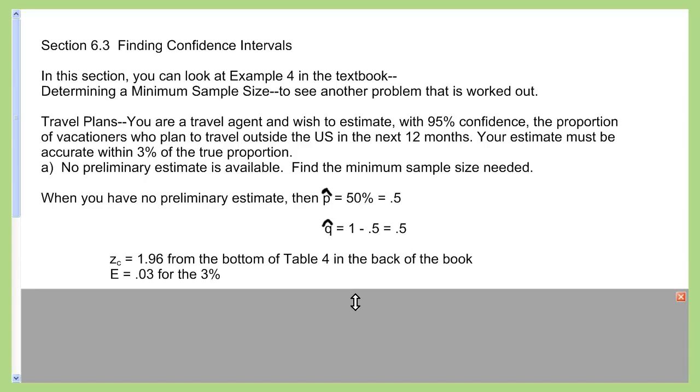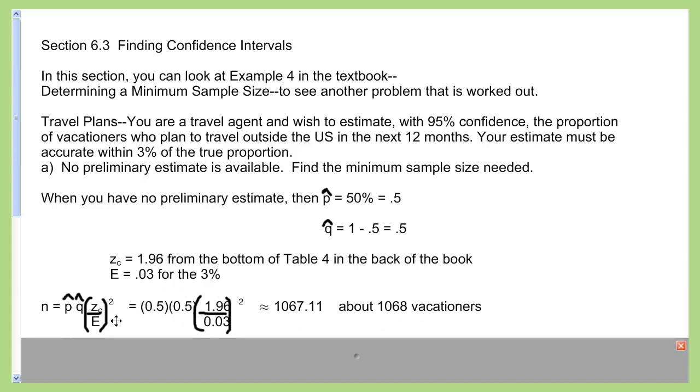be within 3%. So here's my formula that I'm going to use, and I'm just going to substitute P hat, Q hat, and my other numbers in here, work it out, and I'm going to find out that I need 1,068 vacationers. I've got to talk to that many to be able to have a 95% confidence.